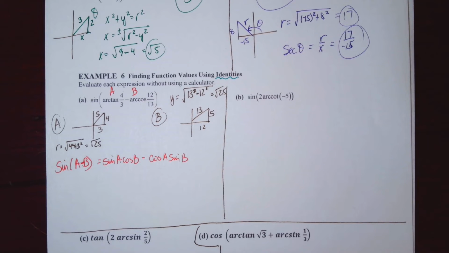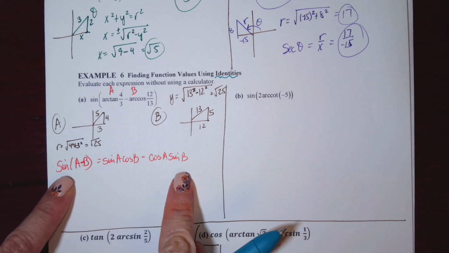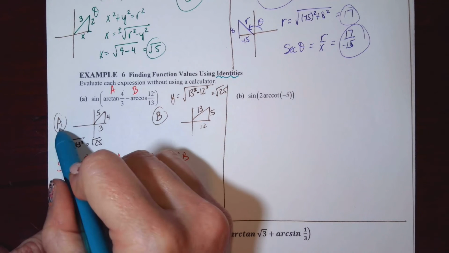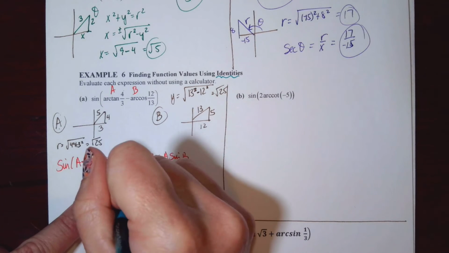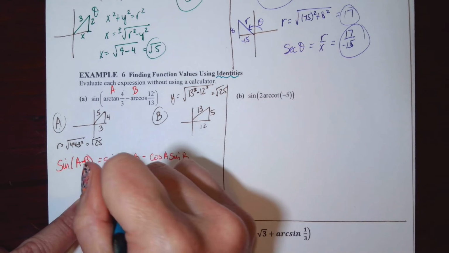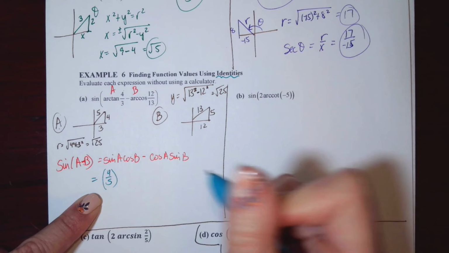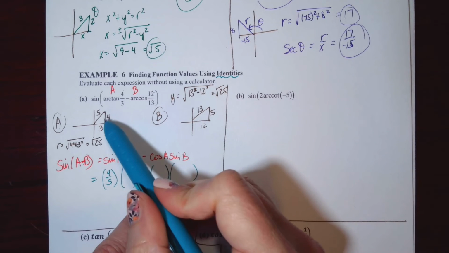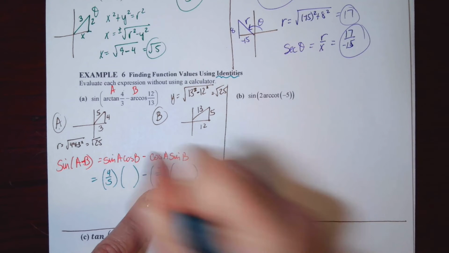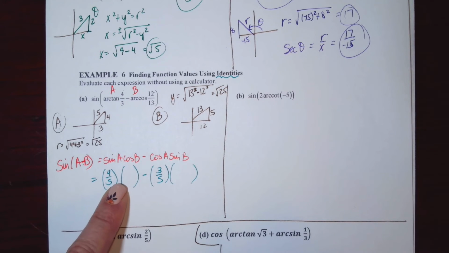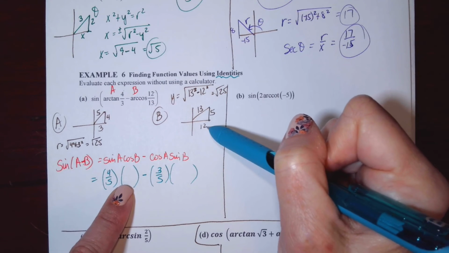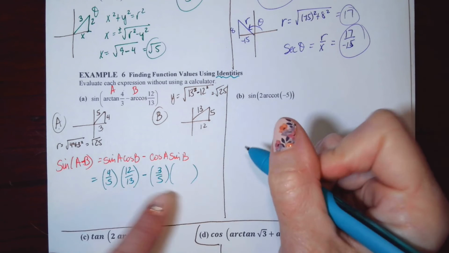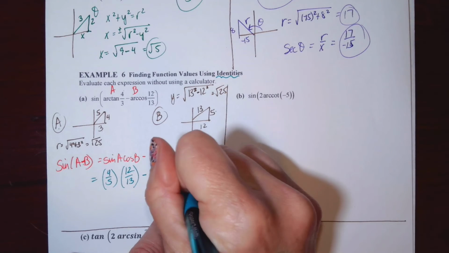Okay, now let's put that together into our difference identity, sine difference. Sine of A, here's A, sine is 4/5. Cosine A is 3/5. Cosine B is 12/13. Sine B is 5/13.